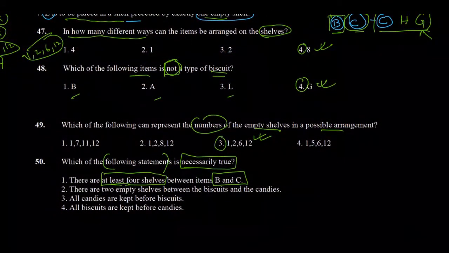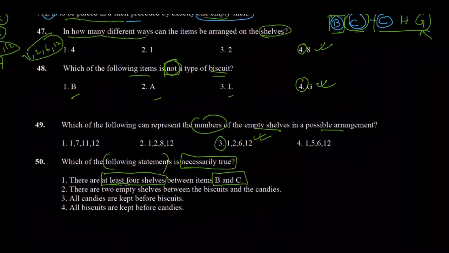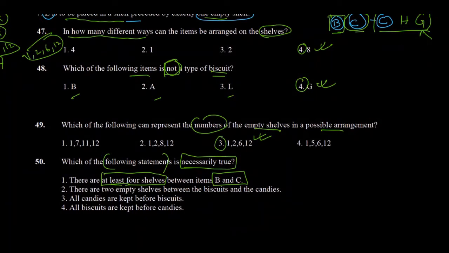So it is saying there are at least 4 shelves between items B and C, which is correct because there can be 4 or 5 shelves. So it is at least 4 or more than 4. So this is the correct option.